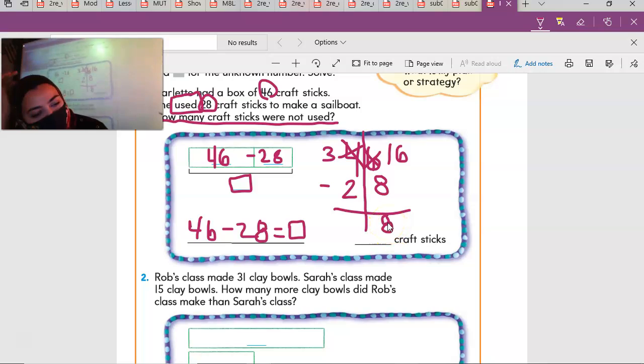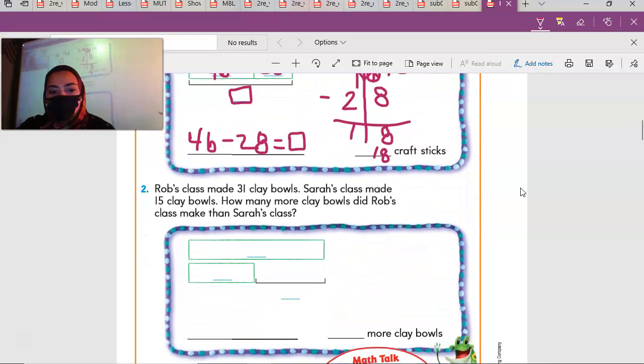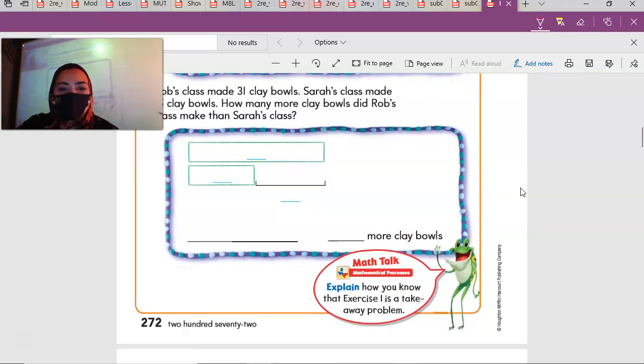3 take away 2 is 1. So how many craft sticks? 18. 18 craft sticks were not used. Very good. 18. Not too bad, right? No. All right, I'm going to ask you to do number 2 on your own. Onliners, do number 2 on your own.